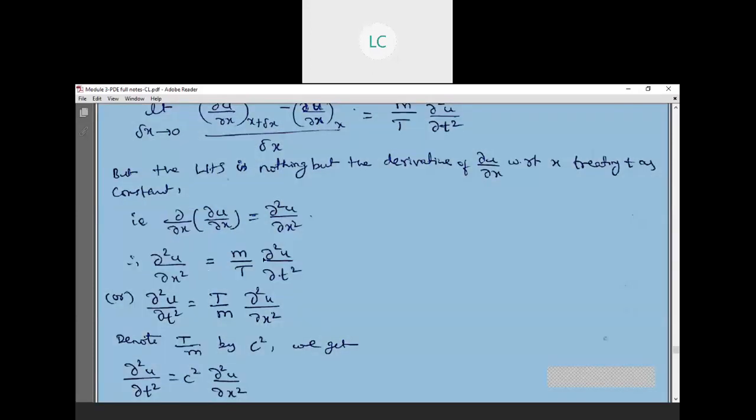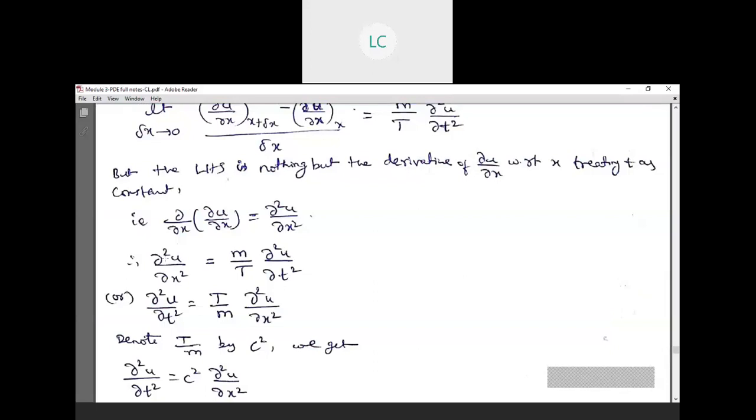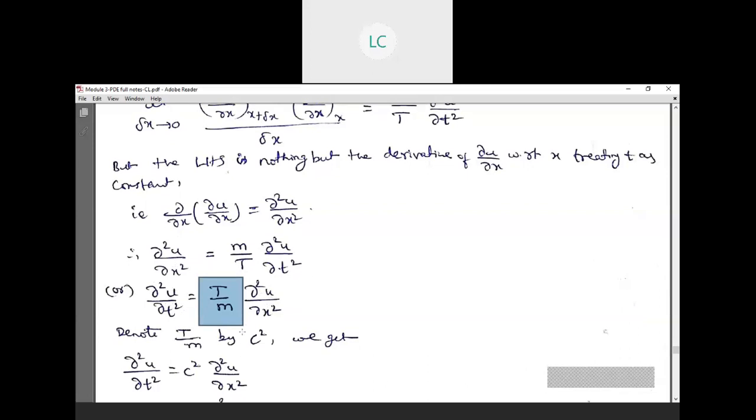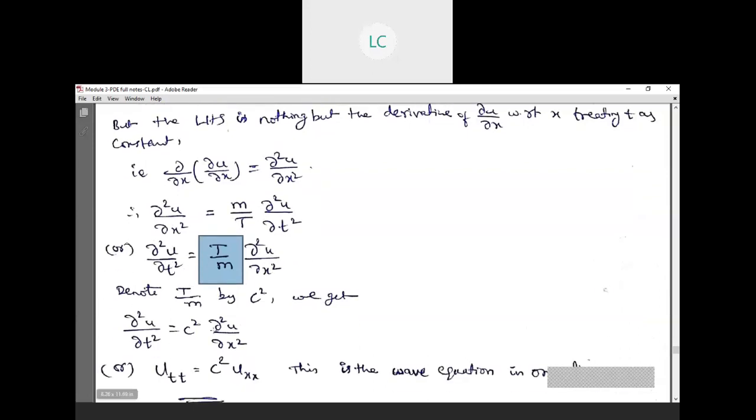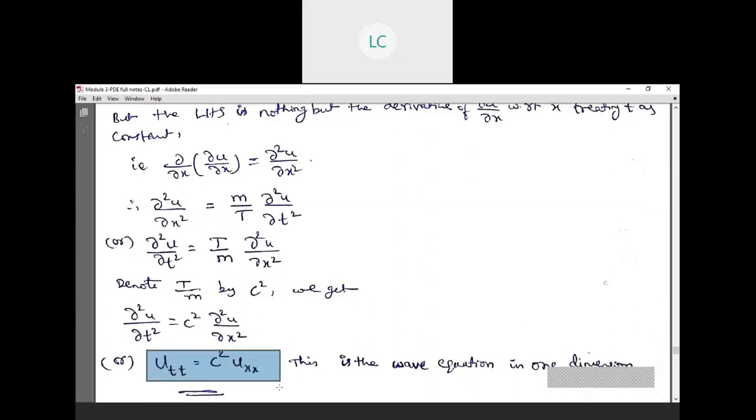Okay, so now I will shift ∂²u/∂t² to the RHS and ∂²u/∂x² to the LHS. Then ∂²u/∂t² is equal to, just cross multiply, T by m, times ∂²u/∂x². I am going to consider T by m as c². So ∂²u/∂t² equals c² ∂²u/∂x², or we can write u_tt equals c² u_xx. This is the required wave equation in one dimension.